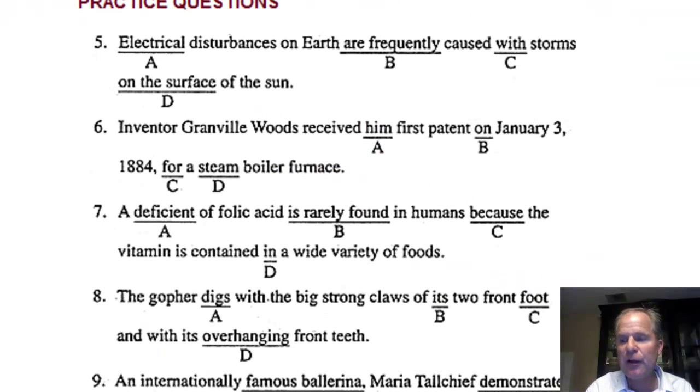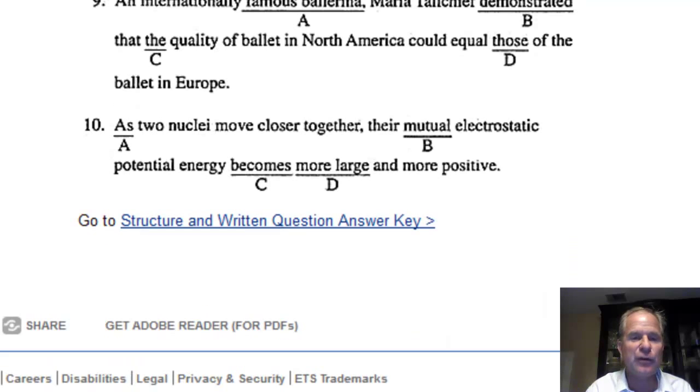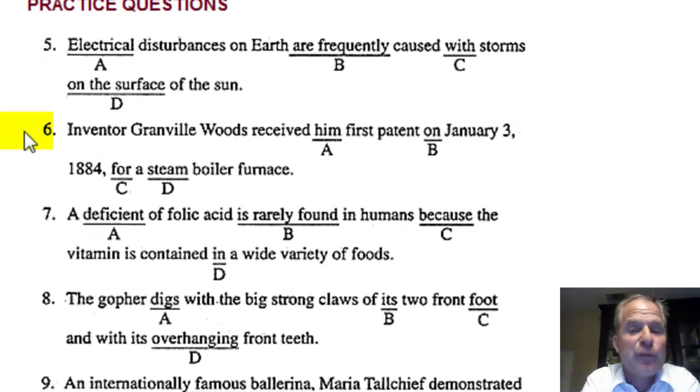Now let's take a look at another example here. Let's take a look at a few examples. Number 2: Inventor Granville Woods received his first patent on January 3rd, 1884 for a steam boiler furnace. So then we have A, B, C, and then D. Your correct answer here, you can pause the video if you want to figure it out before you hear what I'm going to say.